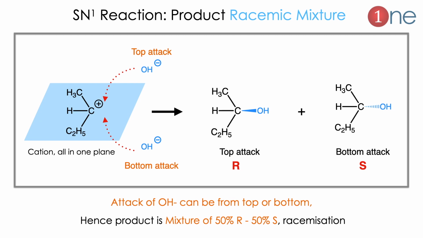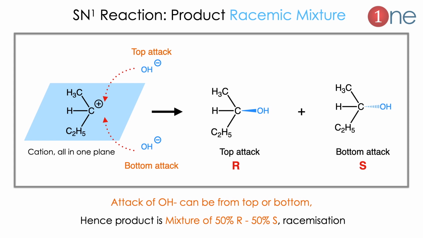So here I showed how the racemic mixture is formed. For a racemic mixture, to understand it better, the reactant should be chiral. Here I have shown the cation, where OH minus can attack from above or below. Since it is planar, it can attack either from the top or bottom, right? So the top attack leads to R configuration, and the bottom attack leads to S configuration.